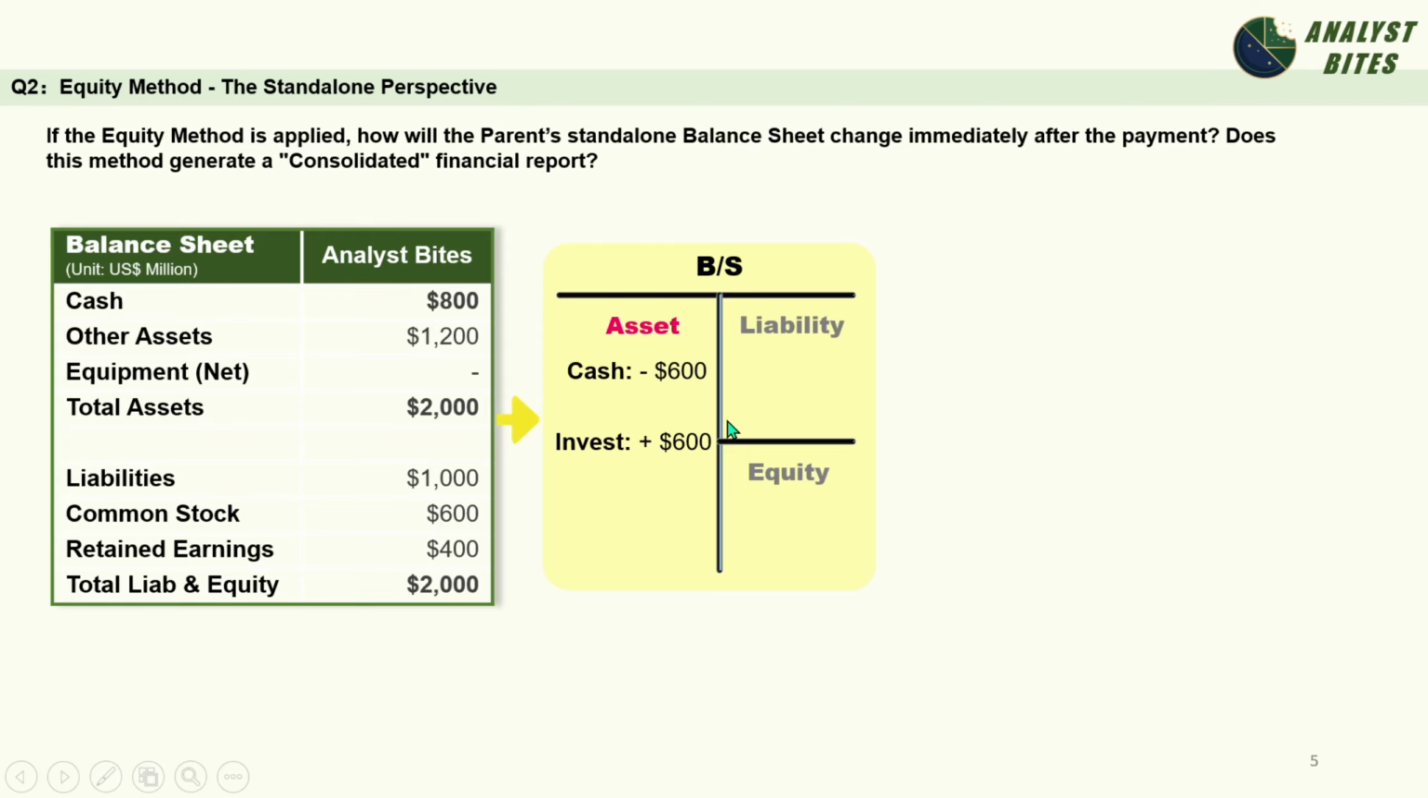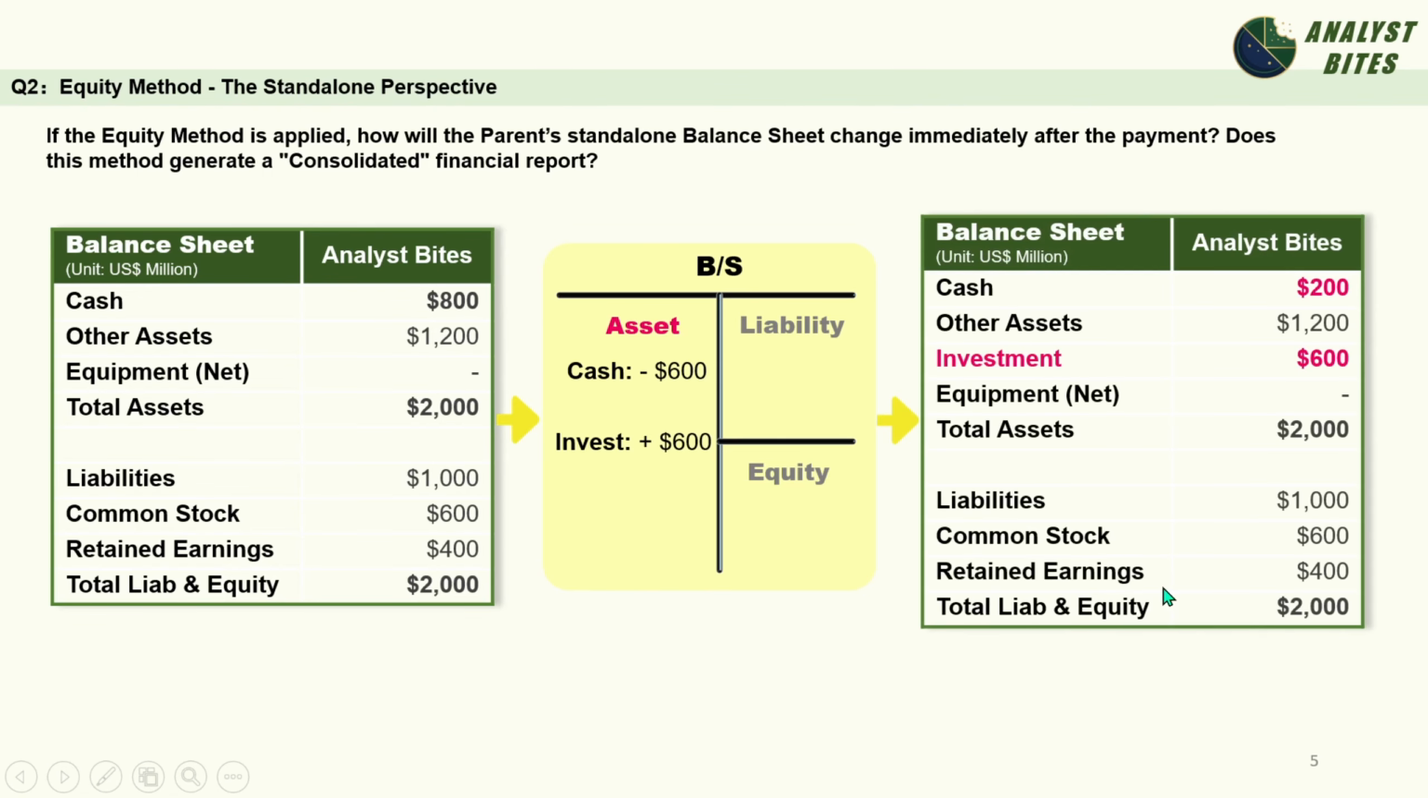One asset goes up, one goes down. The T account stays balanced. Please look at the report on the right. You can pause the video to compare.